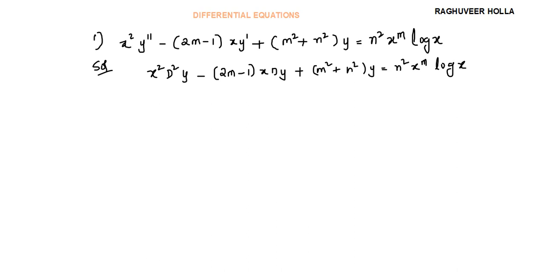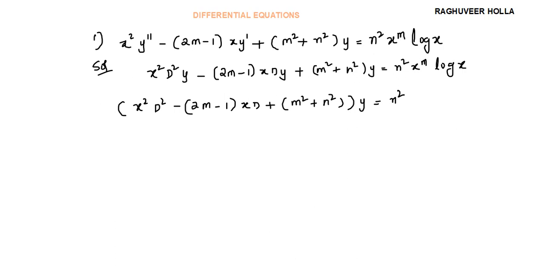Now we can rewrite this as x square d square, minus 2m minus 1 into xd, plus m square plus n square, and this is multiplied by y, is equal to n square and x to the power of m and log x.